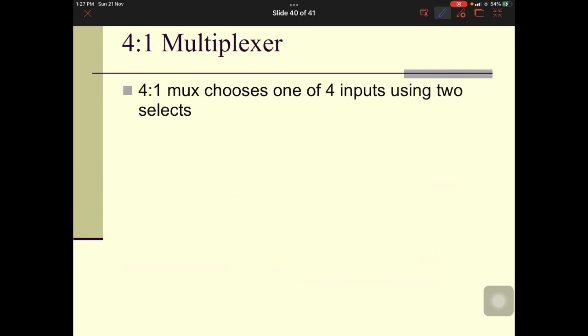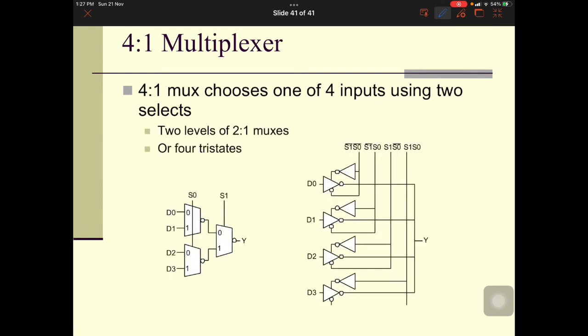Okay, other than that, we can also form a 4-to-1 multiplexer using two different methods. The first method is 2 levels of 2-to-1 mux. So this is the first level. You have 2 sets of a mux, and then you have the second level. Okay, the second level implements the S1, and the first level implements the S0.